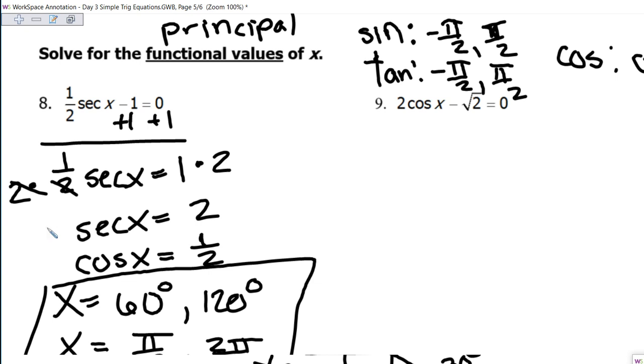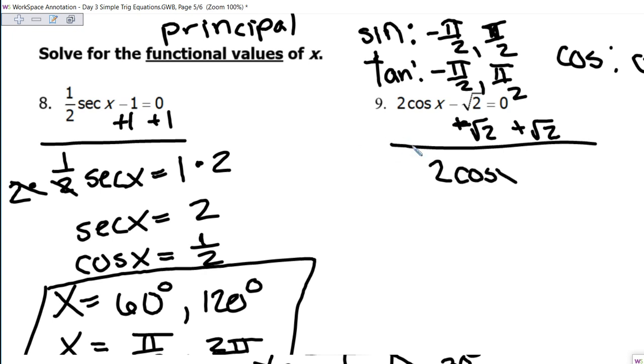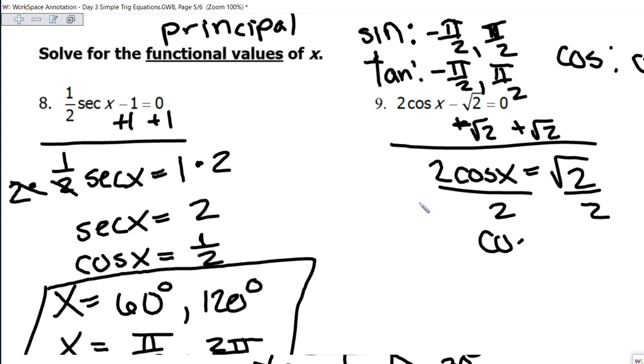Next one, number 9. Get the trig by itself. What would be our first step for problem 9? Add square root of 2 to both sides. So that would be 2 cosine of x is equal to square root of 2. Divide both sides by 2. We get cosine of x is equal to square root of 2 over 2. And what's the reference angle that has a cosine value of square root of 2 over 2?